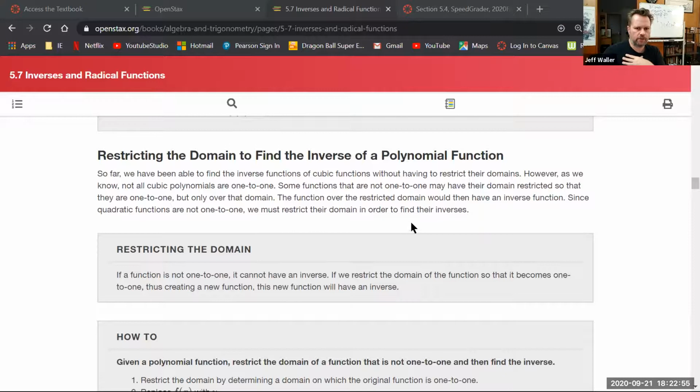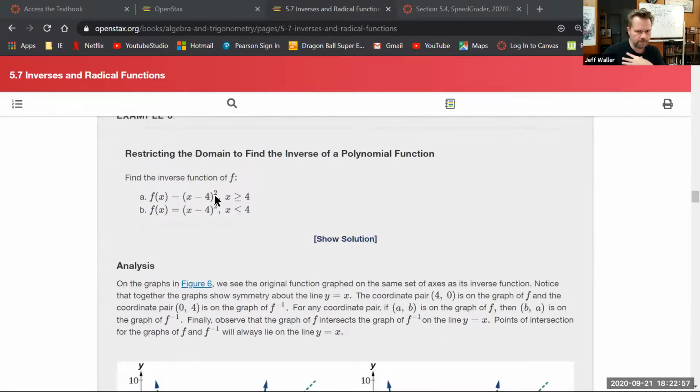Here we go. Restricting the domain. So here's an example right here. I love this example. It's the best example. Do you see how they have a part A, part B? This is basically related to those two different constraints that we just did earlier, the two domains, right? So why does it make sense that this might be one way?